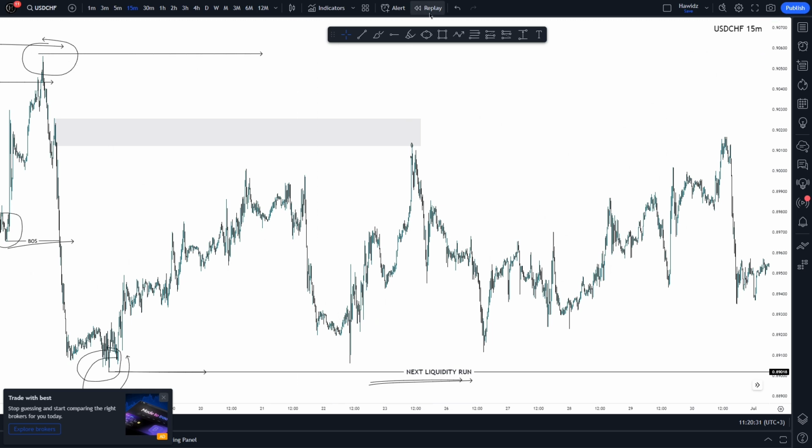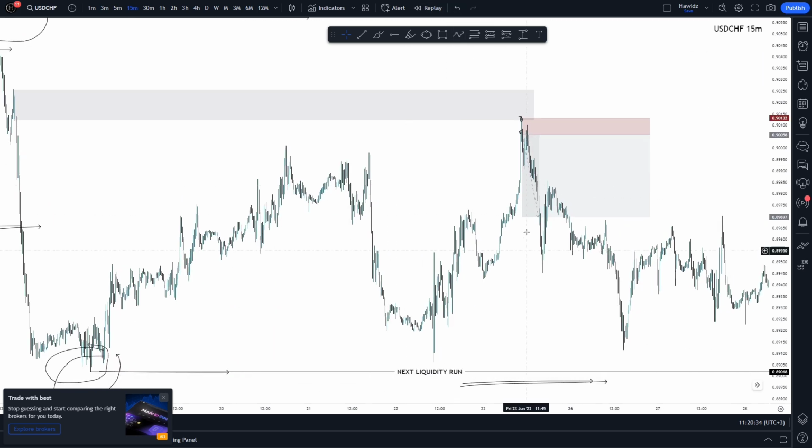And with that being said, this was our trade. So I'm just going to pull back this trade right here. Of course, that's our trade, and we're looking to target these lows right here.